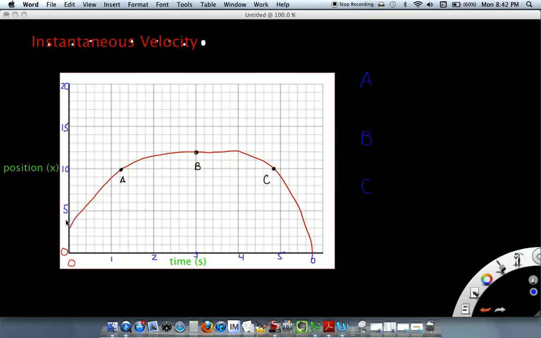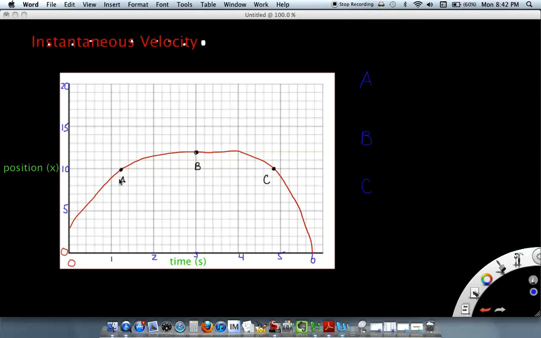Well, in this graph, it's also a position versus time graph, we have a slope, but it's not a constant slope. It's a changing slope over time. And so a question arises, what is the velocity at point A? What would be the velocity at point B and at point C?